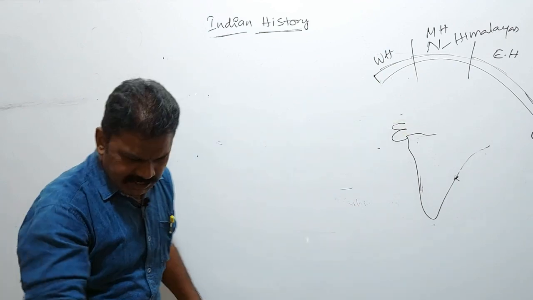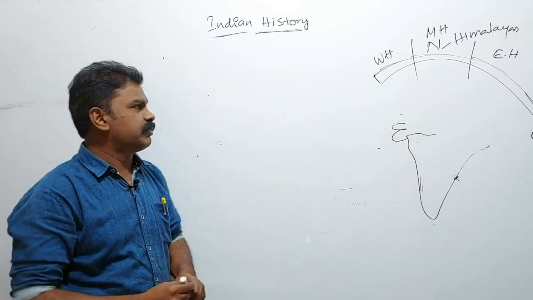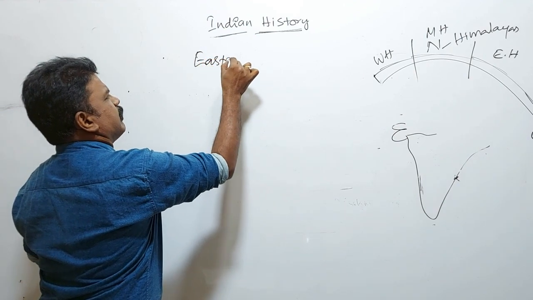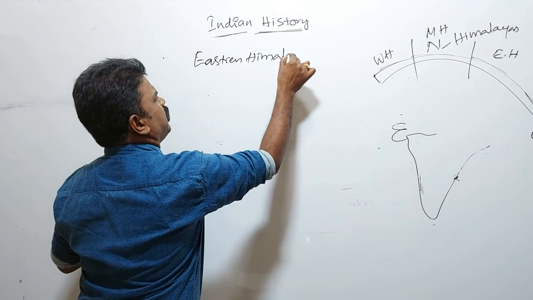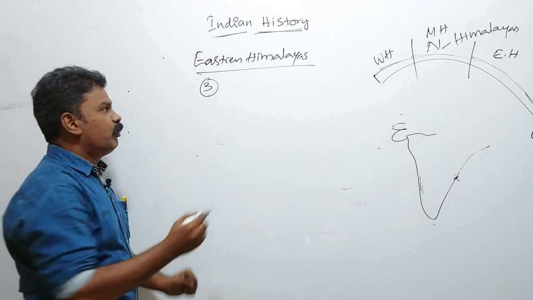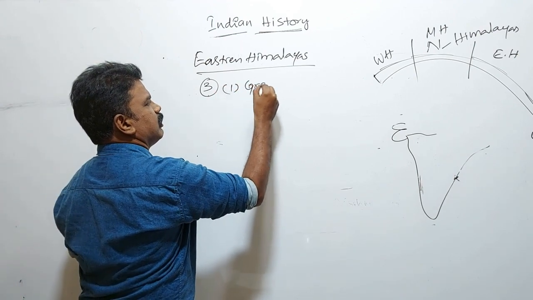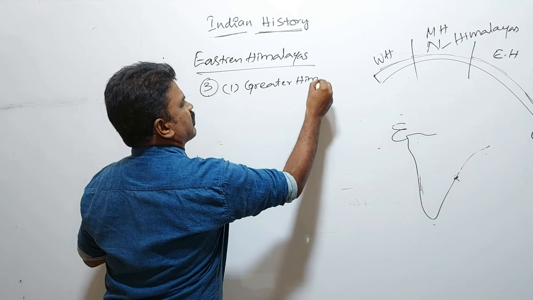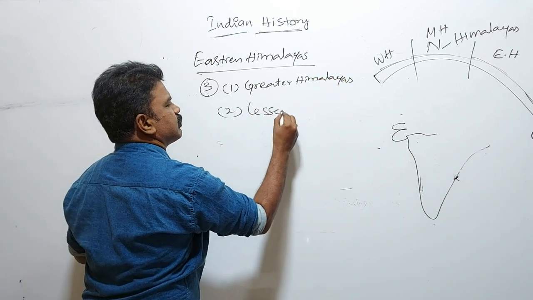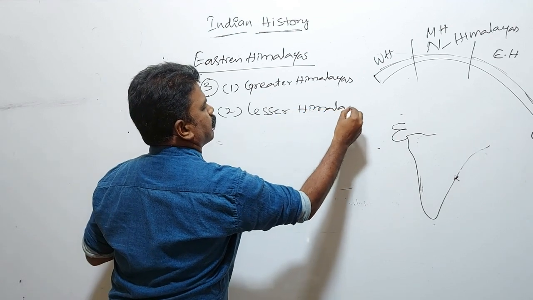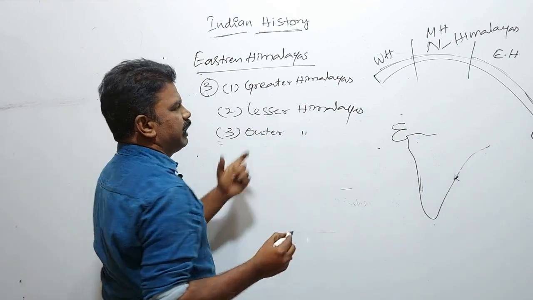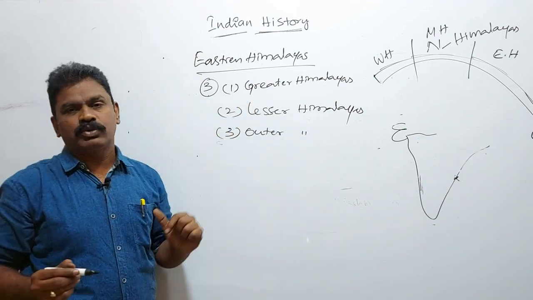Next, the Eastern Himalayas are the most important Himalayas. Eastern Himalayas can be divided into three parts. One is the Greater Himalayas. Another one is the Lesser Himalayas. Another one is the Outer Himalayas. Greater Himalayas, Lesser Himalayas and Outer Himalayas.